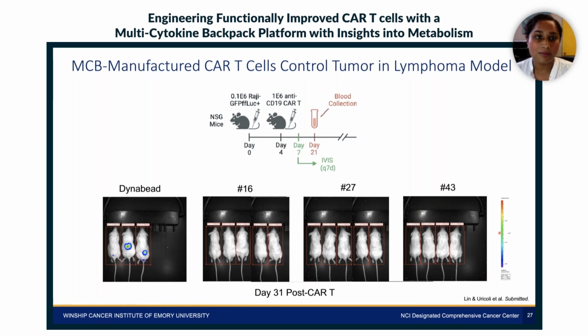And so using NSG mice, we IV injected Raji cells and treated them 4 days later with CD19 targeted CAR T cells. And we imaged the mice and collected blood. And as you can see, at 31 days post CAR T cell treatment, our Dynabead treated mice actually are showing signals of disease, where our MCB treated mice don't have any signals of disease.